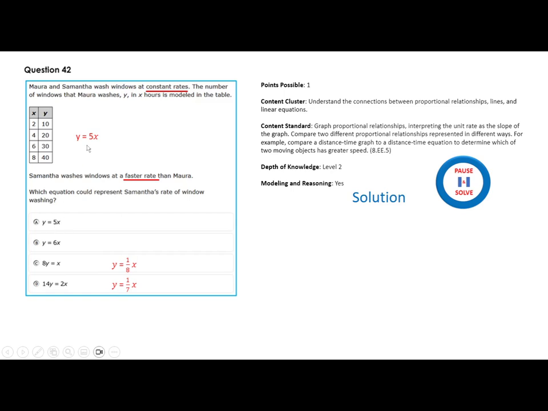So when you go here to see now, is this a faster rate? That's the same rate, so that's not good. Is this a faster rate? 6 is good enough. Yeah, that's your answer. No, this one does not work. That's 1.8, and this one is 1.7. So the answer is 6x. Y equals 6x.